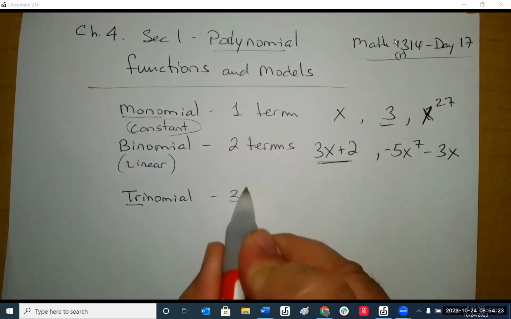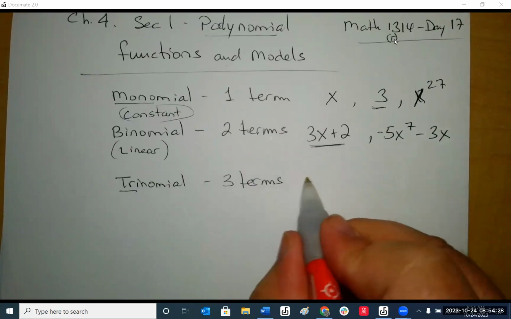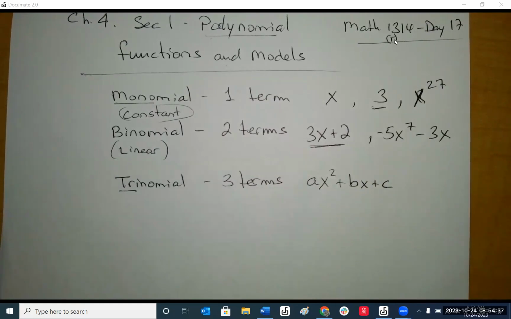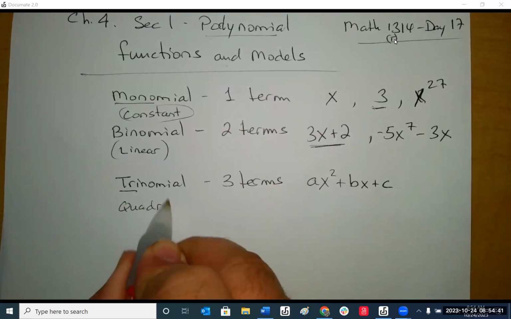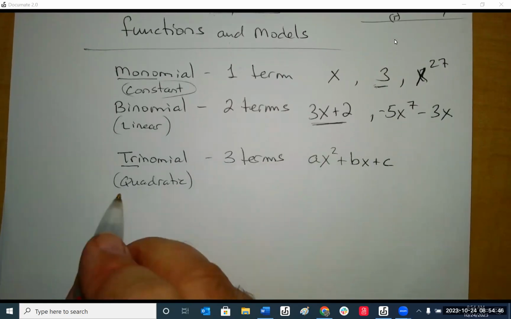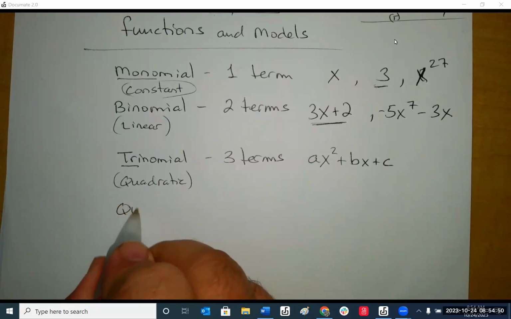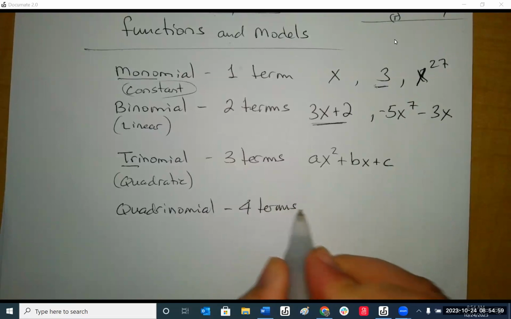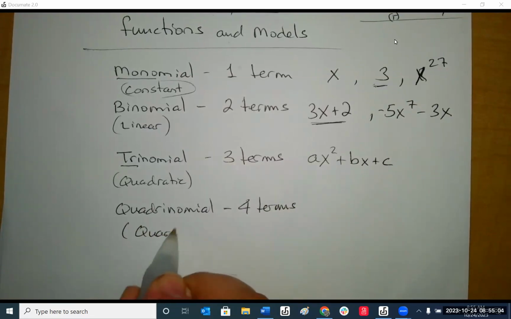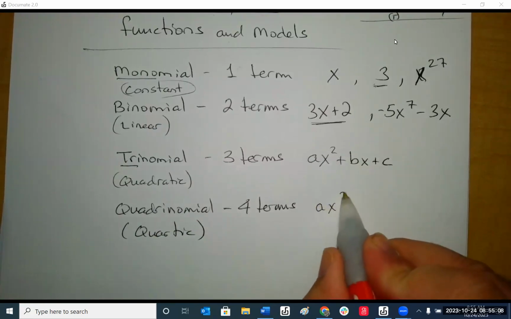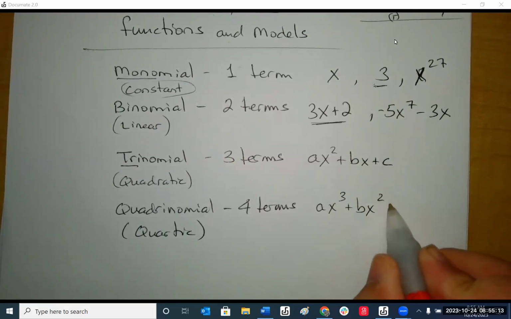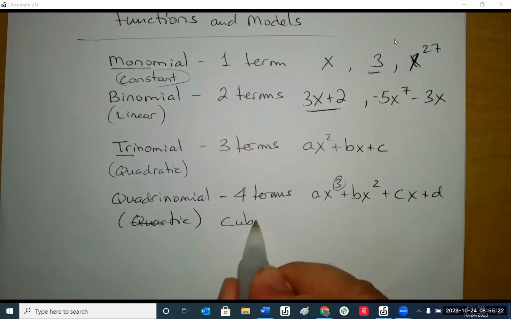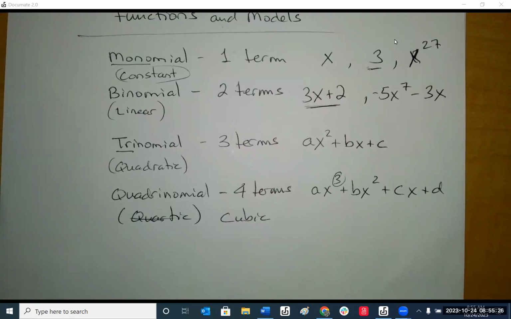A trinomial has three terms. We're used to seeing, from the last chapter, quadratic equations. That has three terms. So it's quadratic. A quadrinomial has four terms, or they're called quartic. Or we can call these, since it's three, cubic equations. And then so on and so forth.